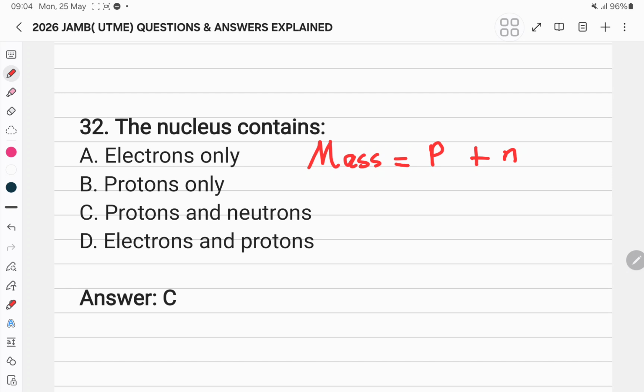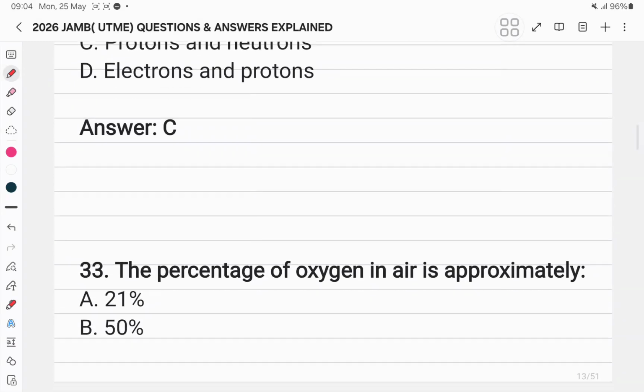So the addition of protons and neutrons gives the mass of the atom, which is known as the mass number. So protons and neutrons are inside the nucleus of an atom. So the correct option is C.